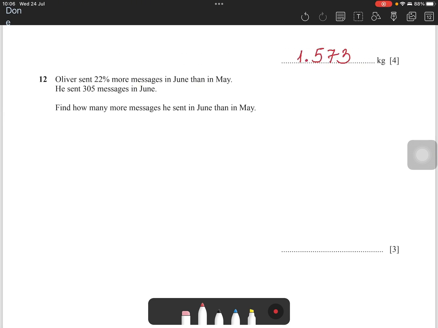Question 12. Oliver sent 22% more messages in June than in May. So notice that when you see the structure "something, then something," always remember the quantity after the word "then" is always 100%. Now, what percent of messages were sent in June? You know that Oliver sent 22% more messages in June than in May, which means in June she sent 122%.